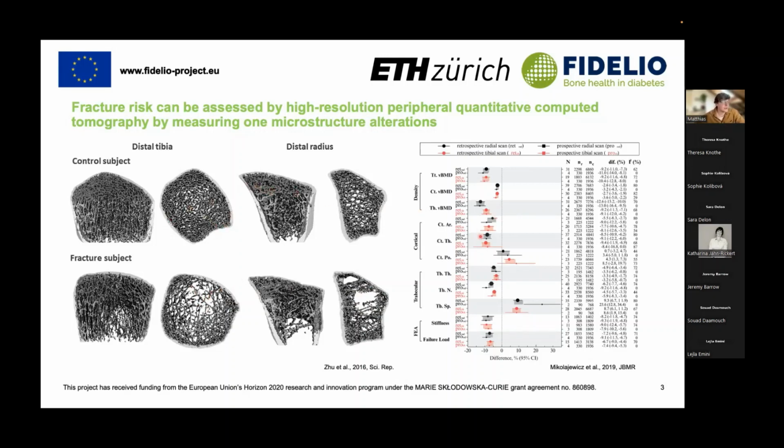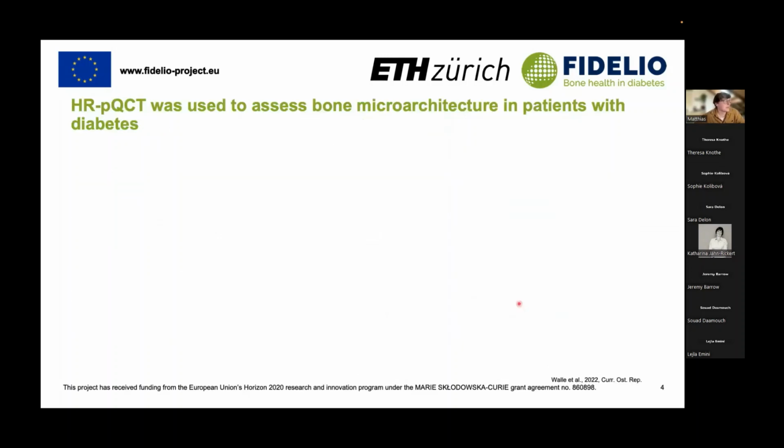And on the right side, you can see a meta-analysis that has looked at several studies that investigated bone microstructure and linked it to fracture risk. This study showed that a lot of these measurements that can be done with HR-pQCT are related to fracture risk. Then I want to highlight, besides reduced BMD, this increased cortical porosity, or this increased trabecular separation, which is highly increased in these fracture subjects.